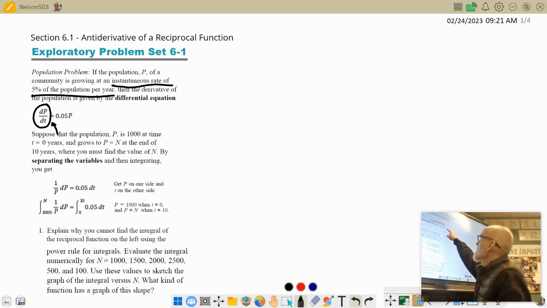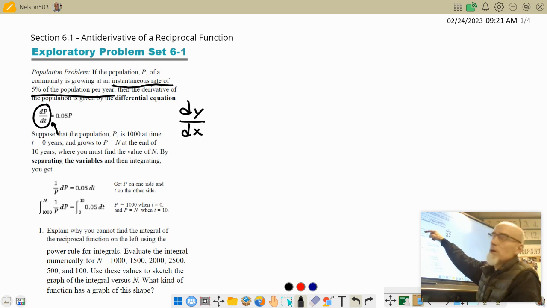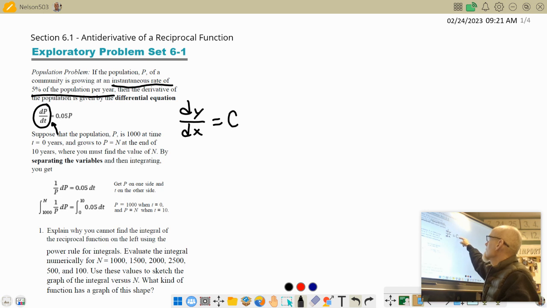So it's like having dy dx. I know the variables over there are not y and x; they're p and t. Is equal to some constant right here. I'm going to call it c for constant, maybe like a c sub 1, a constant times y. So when a rate is directly proportional to its dependent variable, we have to separate the variables. We have to try to get the y with the dy, and the independent variable on the other side.